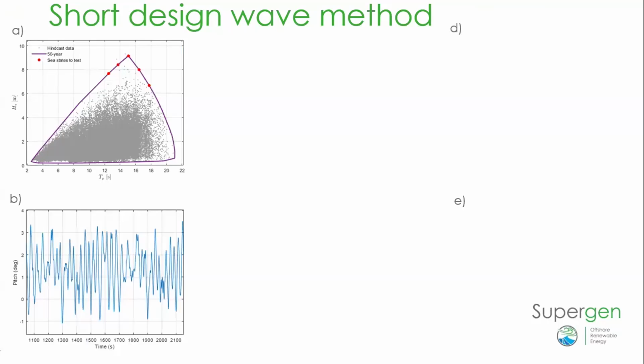So the response conditioned approach that we've gone for, rather than looking at the largest wave, we're using information from the linear response amplitude operators of the device for a particular response to come up with a wave and a wind profile that should produce the extreme of that response. So the inputs to this method are the sea spectrum, represented by that top figure, and the RAOs, which I've represented by this bottom figure.